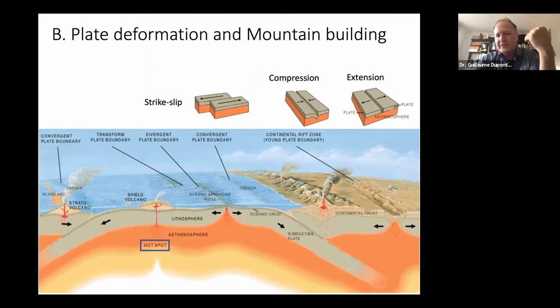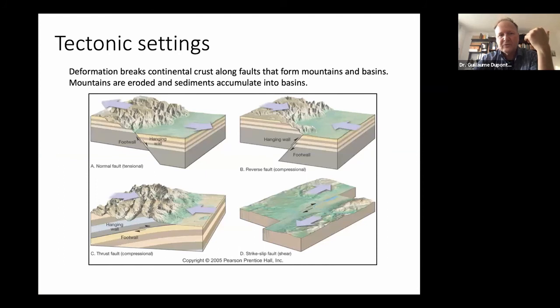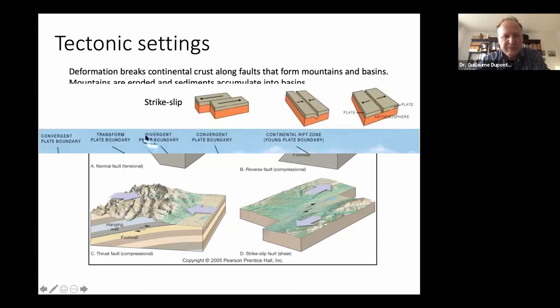And so when you are doing paleogeographic reconstructions, you want to look at the tectonic settings and try to see how faults have been moving and how you can reconstruct this deformation of plates. Okay, so there are different types of tectonic settings. When you have extension, you will get normal faults like this. And if you look at the strata, you can actually put them back together and know how it was before the deformation. Okay, is this clear? Or any question on that?